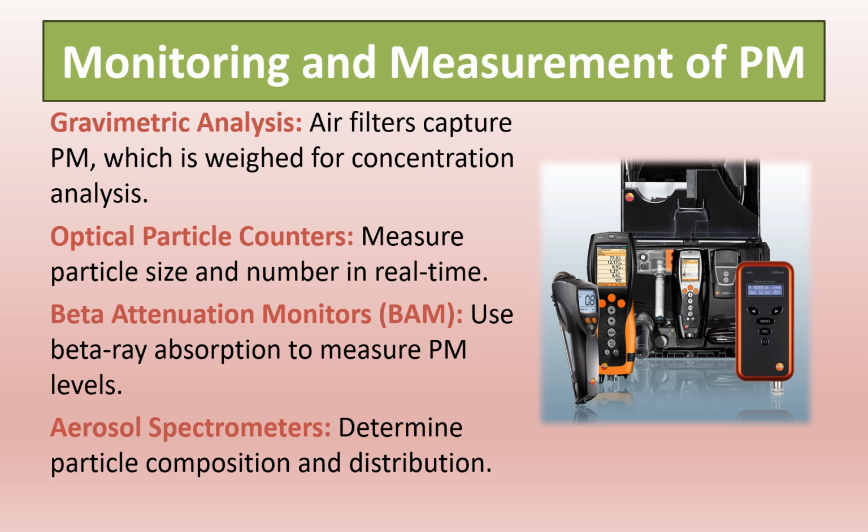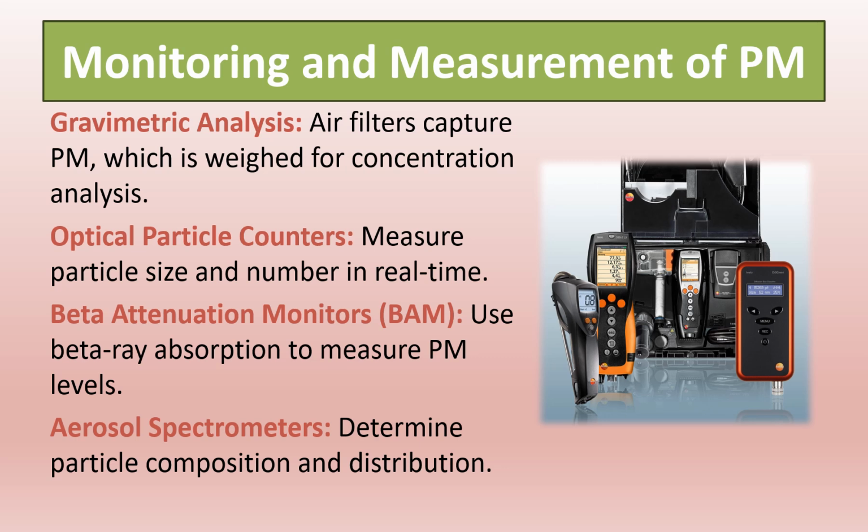These devices measure particle size and number in real time, providing immediate data on air quality. Beta attenuation monitors use beta ray absorption to measure PM levels, offering continuous, accurate data for environmental monitoring.